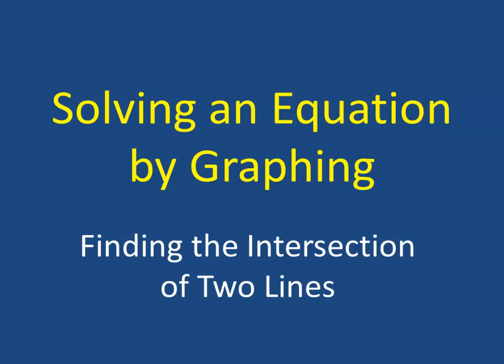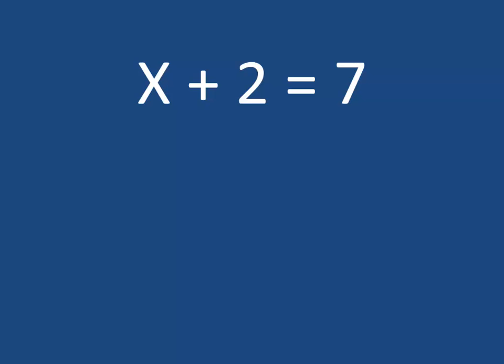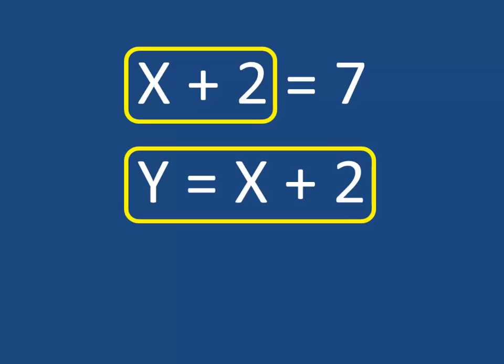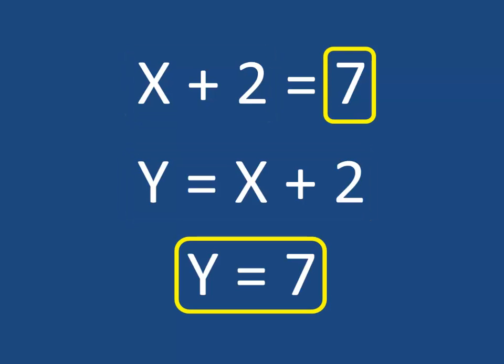In this lesson, we will solve an equation by using a graphing calculator to find the intersection of two linear equations. First, we will start with a simple one-step equation, x plus 2 equals 7. On the left side, we have x plus 2, and on the right side, we have 7. From this, we will write two linear equations that we can graph, y equals x plus 2 and y equals 7.